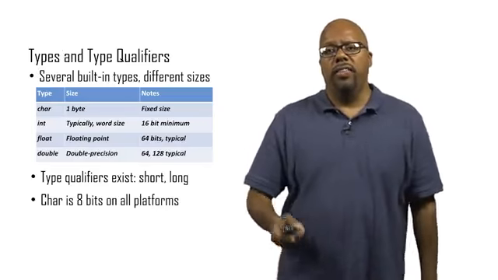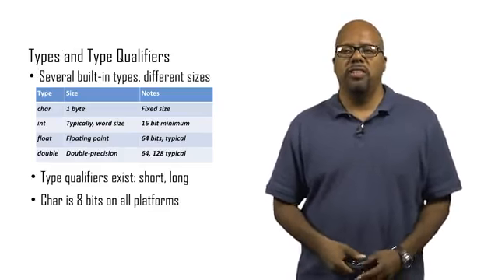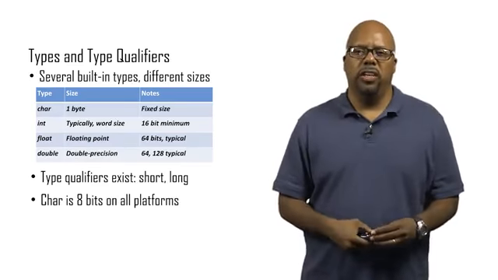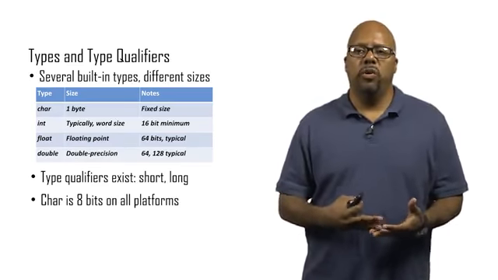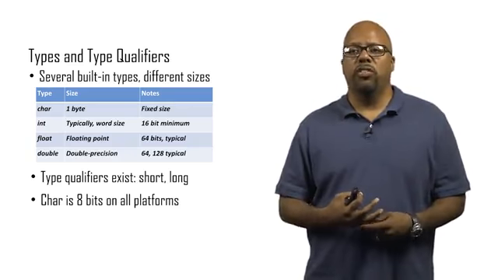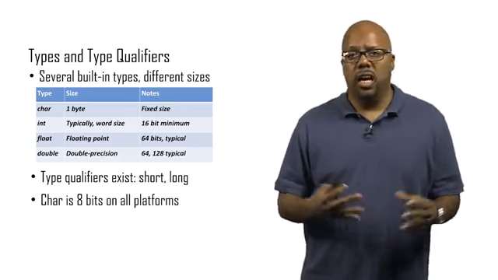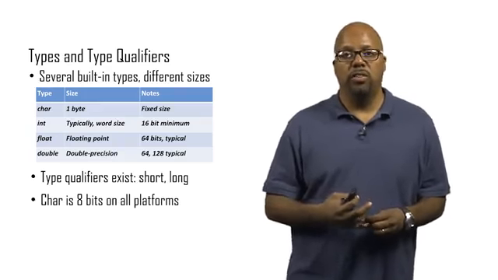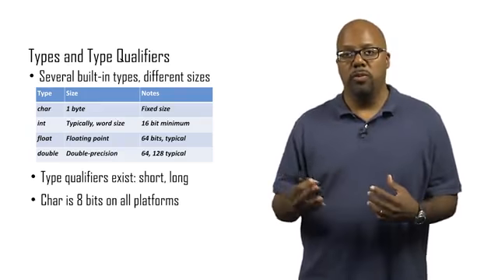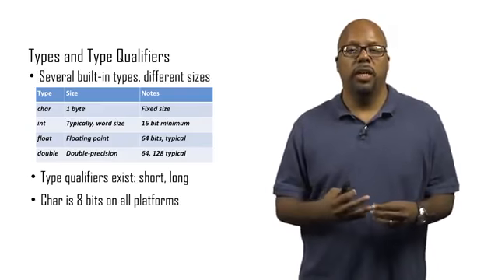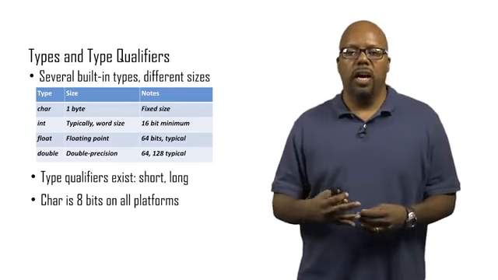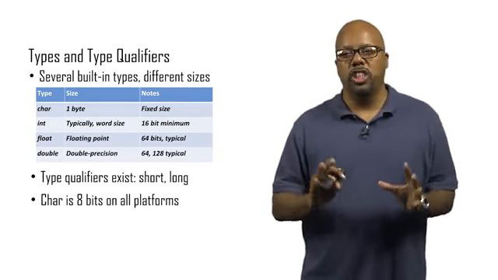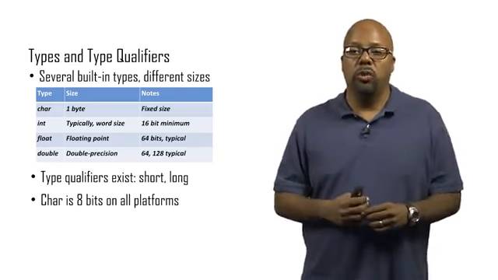Now, there are several built-in types. Here are the main ones we're going to look at: char, int, float, and double. Really, we're going to focus on probably char and int. When it comes to embedded systems, we try to avoid floats and doubles because floating point arithmetic, and double is double precision floating point, is slower and bigger. So we try to avoid them in general. Sometimes you need them, but try to avoid them.